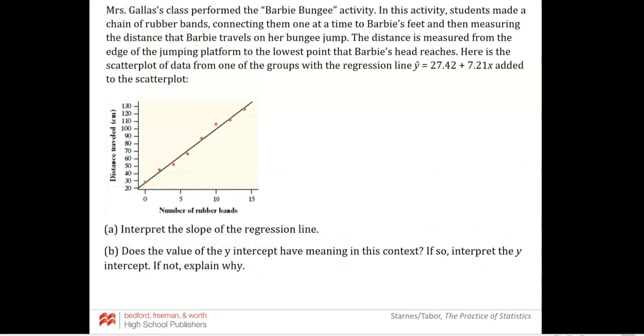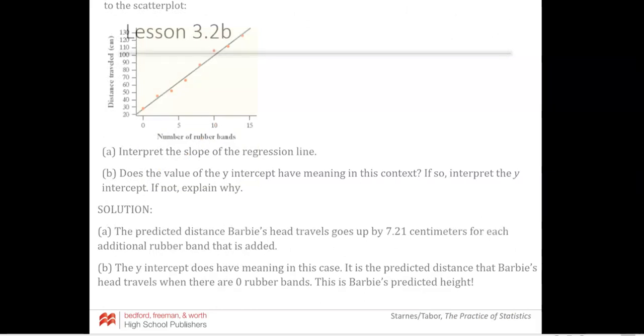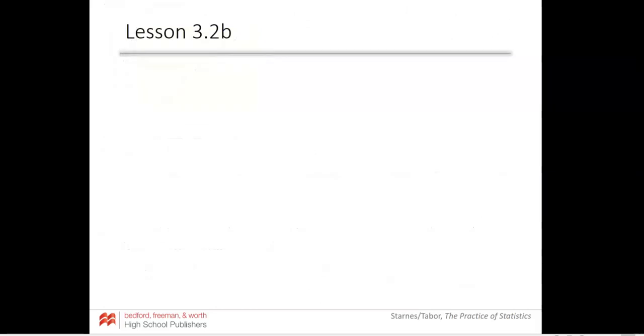Oh, that's interesting, right? So we think that Barbie will be 27 centimeters. I guess that's not that much. For some reason, I thought Barbie might be taller than that, but that makes sense, right? So it actually does have a meaning in the context of this problem. You just have to think about what that meaning is. Okay, that's your lesson for today.